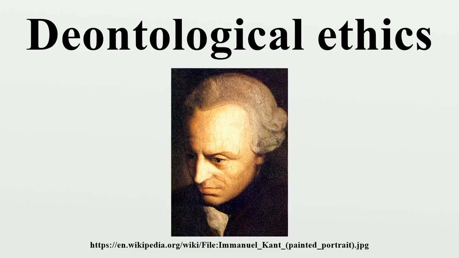Kant's three significant formulations of the categorical imperative are: Act only according to that maxim by which you can also will that it would become a universal law. Act in such a way that you always treat humanity, whether in your own person or in the person of any other, never simply as a means, but always at the same time as an end. Every rational being must so act as if he were through his maxim always a legislating member in a universal kingdom of ends.